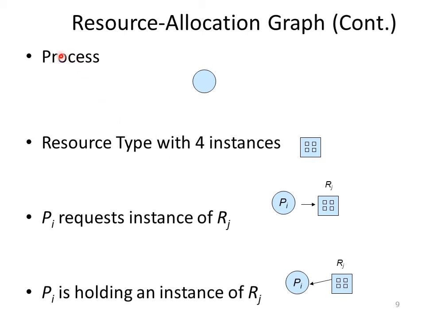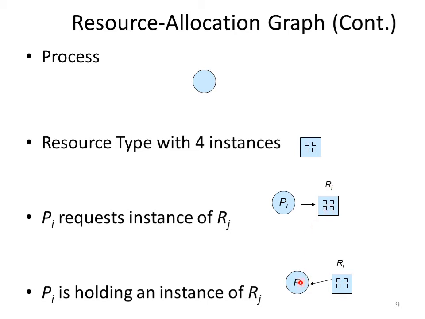So these are the symbols used by the resource allocation graph. The process is shown by the filled circle like this. The resources are shown by square boxes. If there are n instances, like this has 4 instances shown by 4 small boxes here, and this is the symbol used for request edge, that is process Pi is requesting for an instance of Rj.